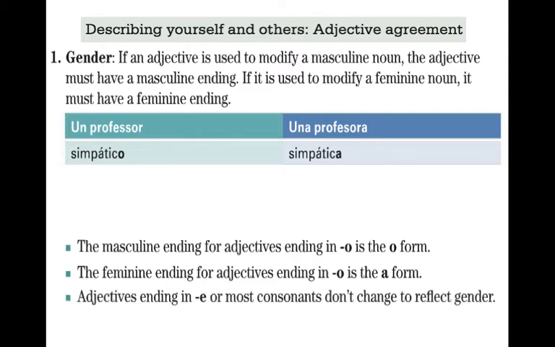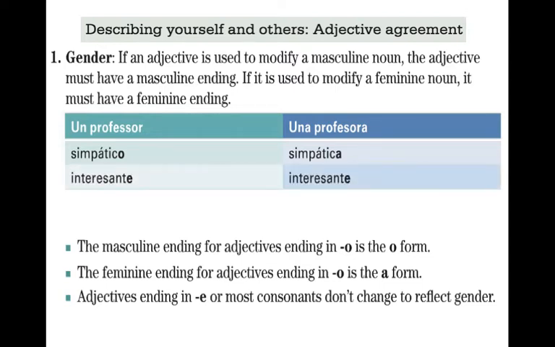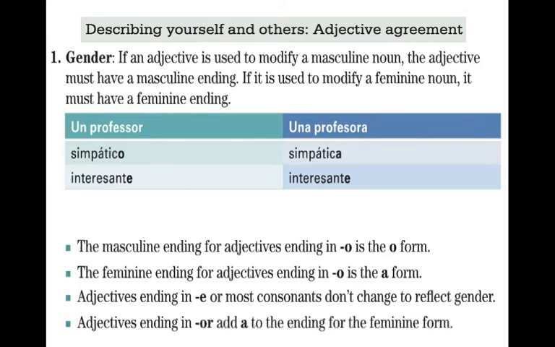Adjectives that end in E or most consonants don't change to reflect gender. They stay the same. Un profesor interesante, una profesora interesante. Exactly the same for masculine and feminine. Adjectives that end in OR add an A to the ending for the feminine form. So hardworking professor, un profesor trabajador. Hardworking profesora, una profesora trabajadora.